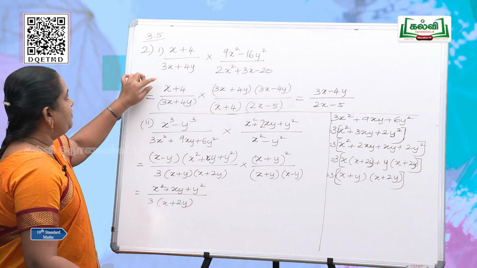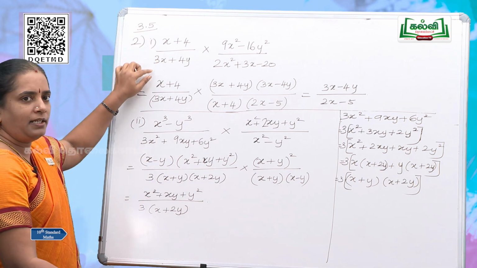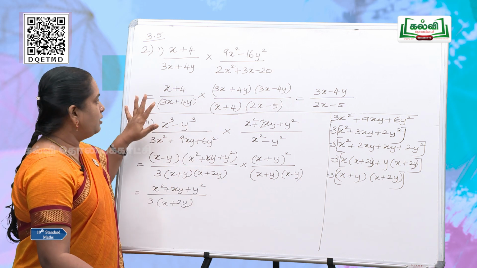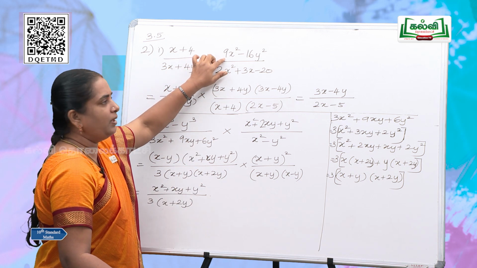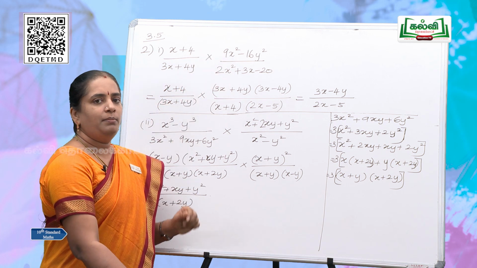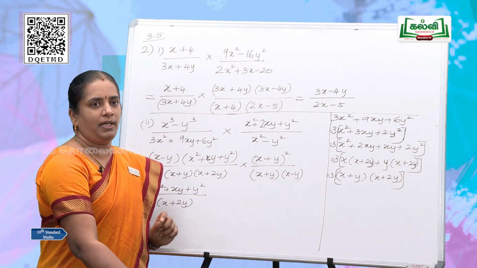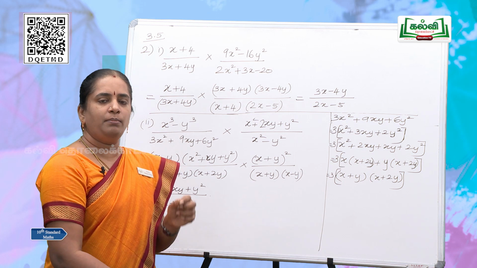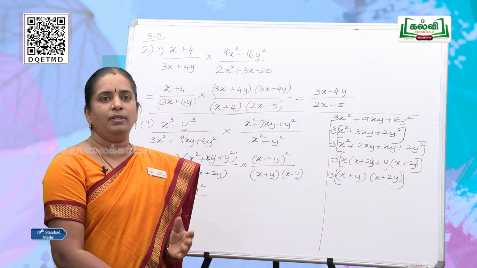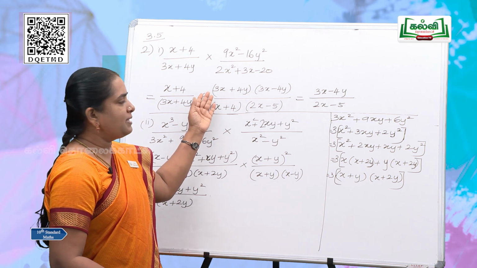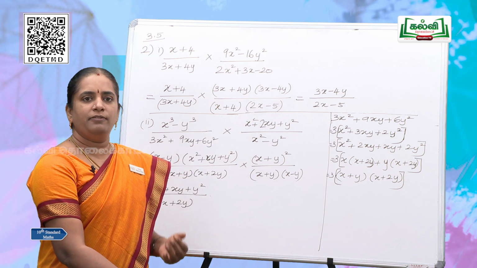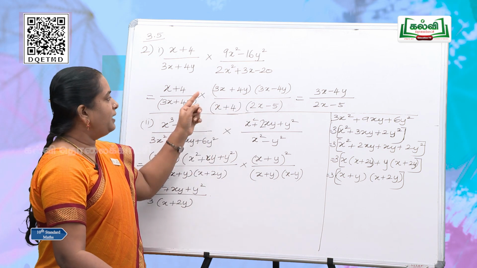See, in the first one the numerator and the denominator are already factorized, so they are not to be factorized. But in the second one we can factorize it as (3x) the whole square minus (4y) the whole square. So, that is a square minus b square, and we have the formula as (a plus b) into (a minus b). So, we can factorize as (3x plus 4y) into (3x minus 4y).